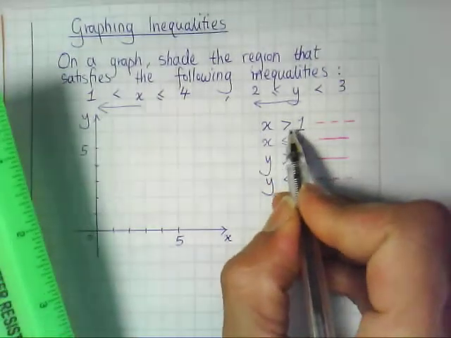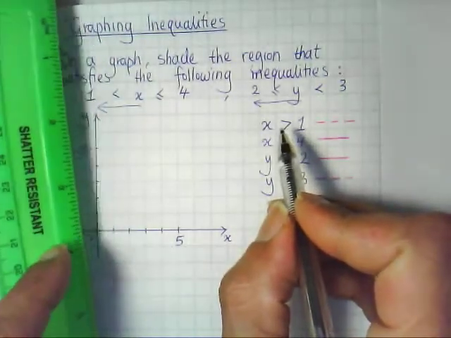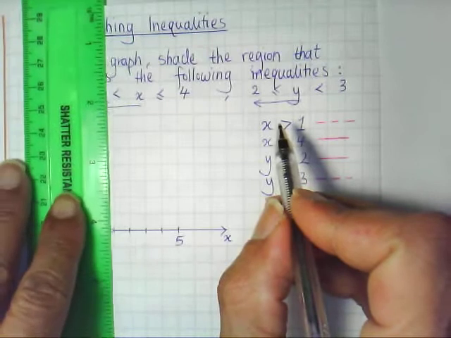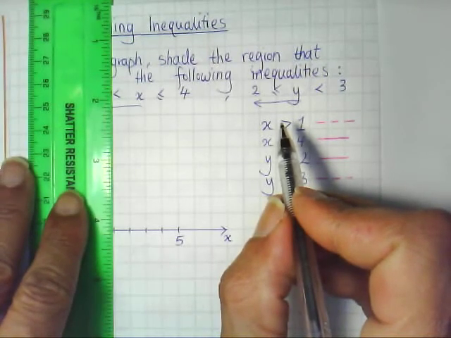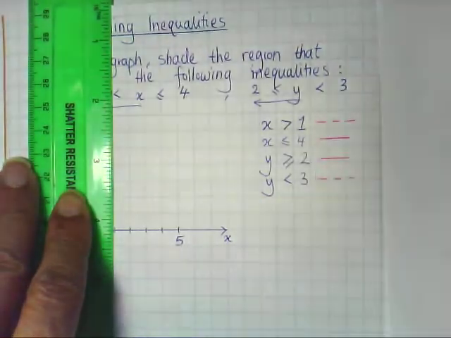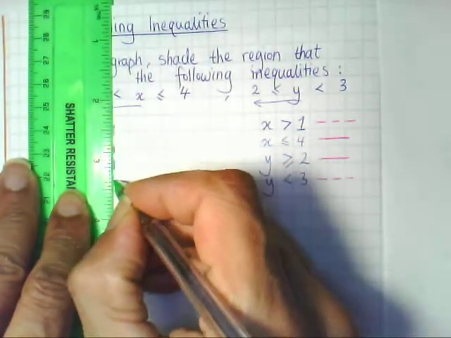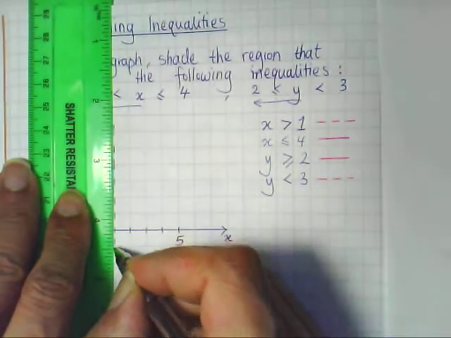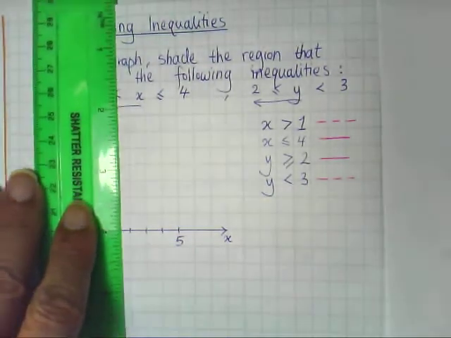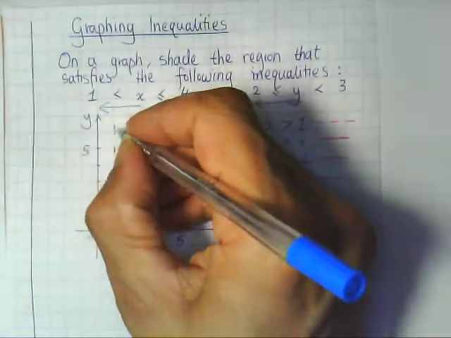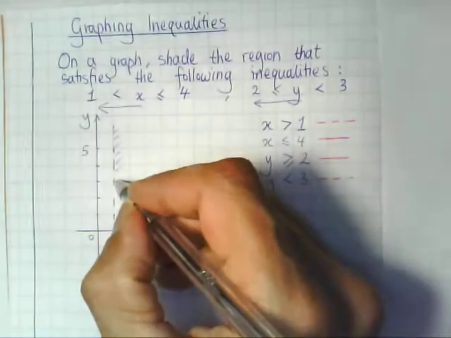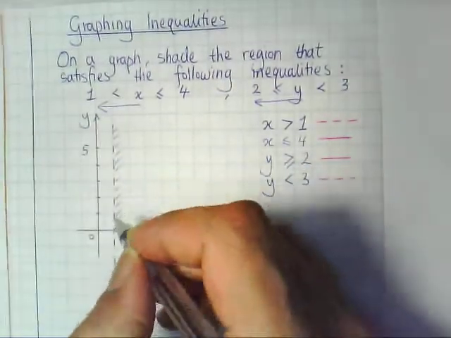When x is equal to 1, for instance, we would normally draw a line which is vertical that way, but because we're drawing a dash line, it's not actually equal to 1, but it is greater than. So we shade on this side.